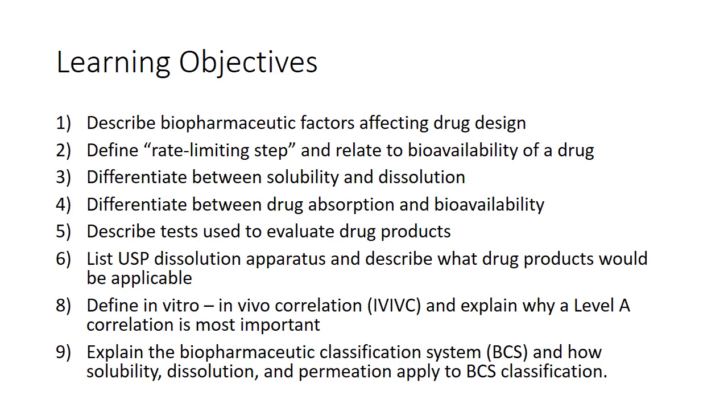But list the USP dissolution apparatus and describe what drug products would be applicable for using that apparatus to test dissolution. Again, that'll be pretty brief. Define in vitro and in vivo correlation, and explain why a level A correlation is most important. Explain the biopharmaceutical classification system, or BCS, and what each classification means in terms of solubility, dissolution, and permeation in the gastrointestinal membrane.